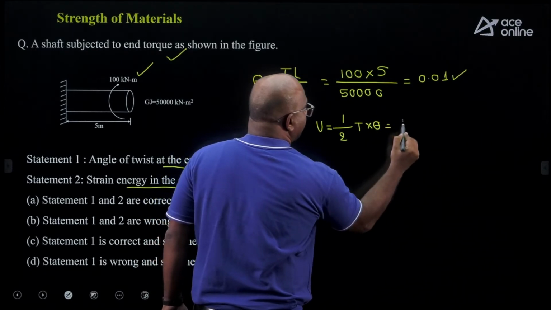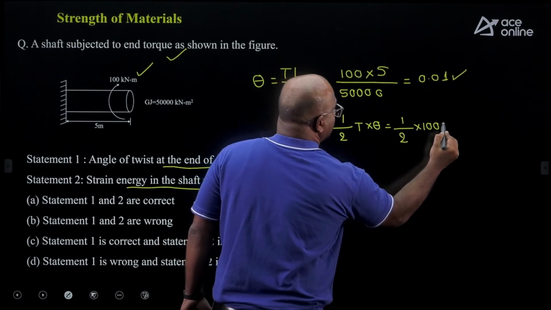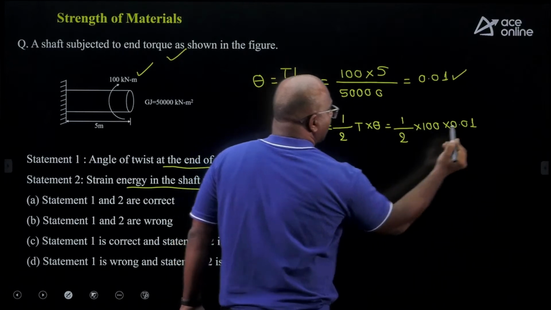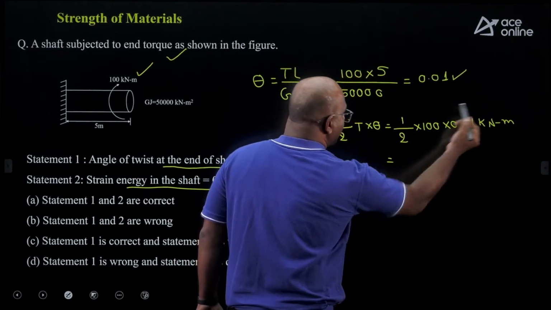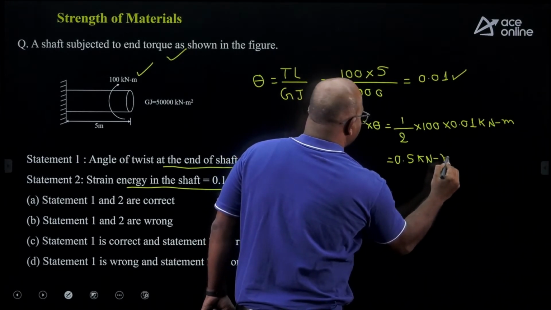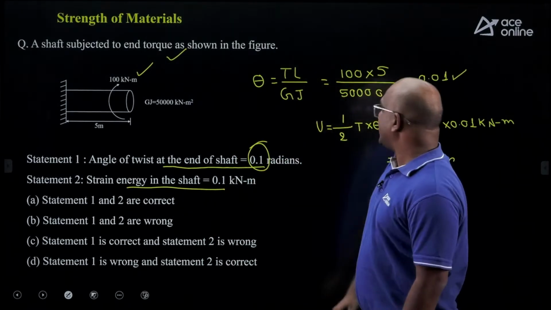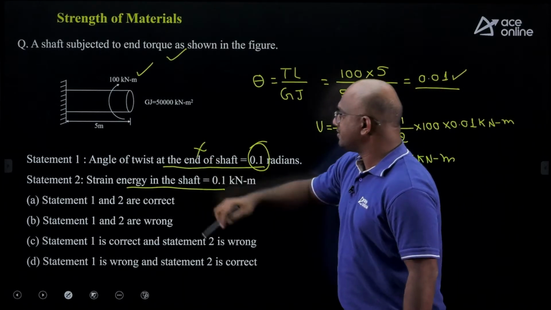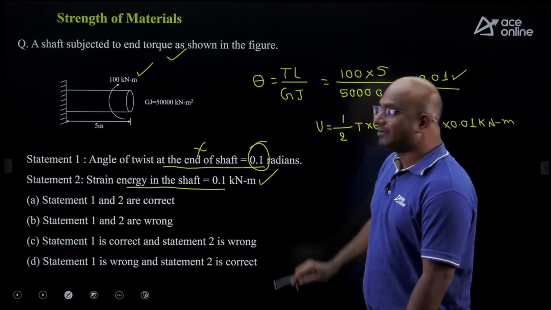Directly, guys. Half into T equal to how much? 100 into 0.01, my dear students. Kilonewton meter I'm going to get. Kilonewton meter means I'm going to get 0.5 kilonewton meter. Now look at the options. Angle of twist given is 0.1 radians, but how much are you getting, sir? 0.01 radians. So option 1 is wrong. Next, strain energy you are getting is 0.5, but he has given 0.1.